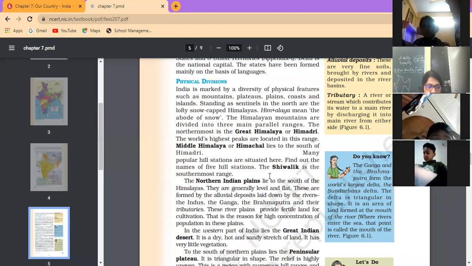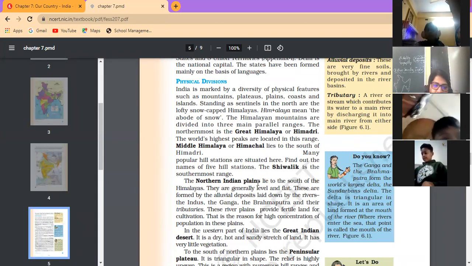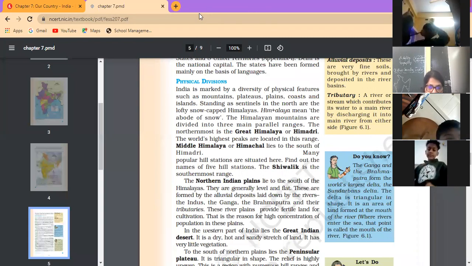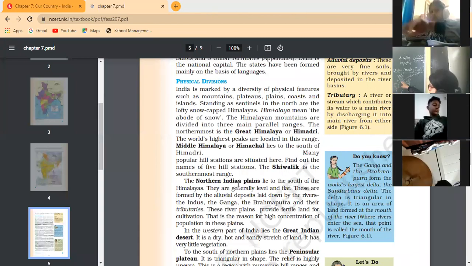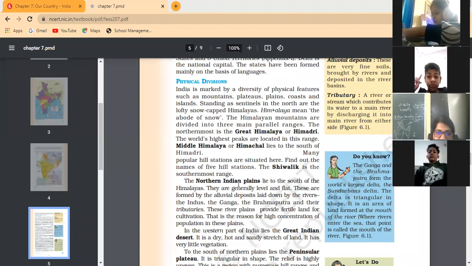Okay. Now, first you draw or locate these 3 parallel ranges of the Himalaya on the map which you have drawn in your notebook right now, everyone. Now what comes after Himalaya, which lies in the south of Himalaya? That is the northern Indian plain.